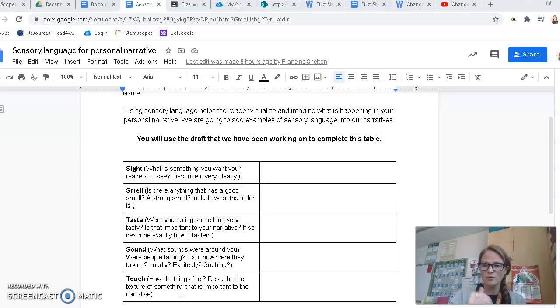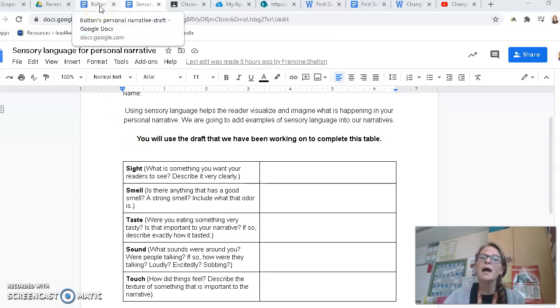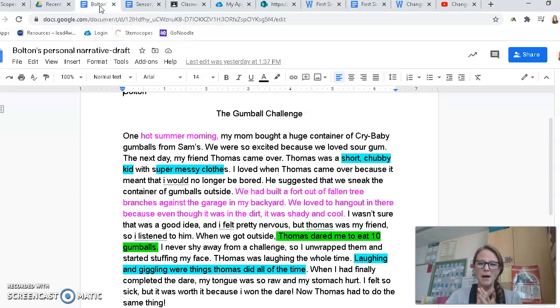Knowing that information, I want to show you again my personal narrative, and I want to walk you through how you can complete this document by thinking about what's happening in your narrative. If you'll remember, my narrative is about a time my friend challenged me to eat a whole bunch of sour gum, a bunch of those crybaby sour gums. So I want to think about, what do I really want my readers to see when I'm describing this?